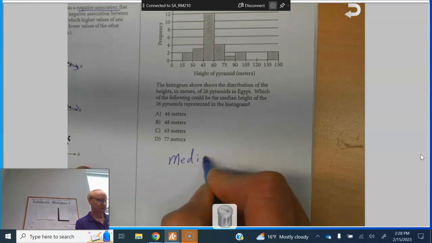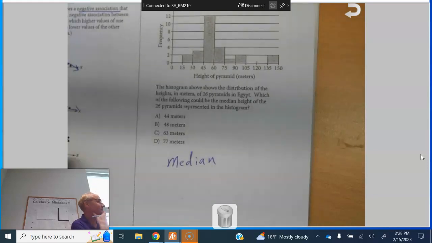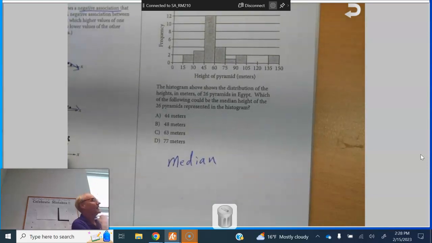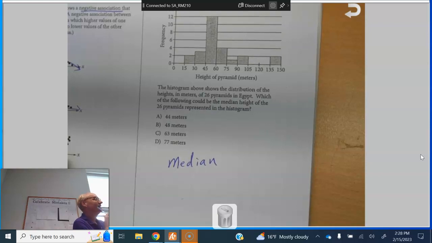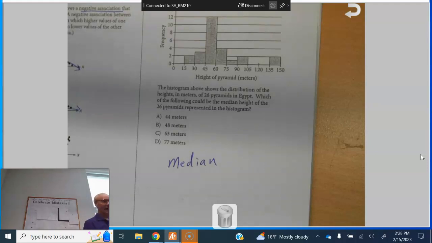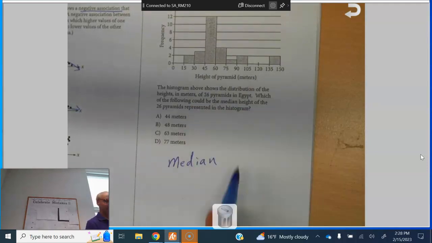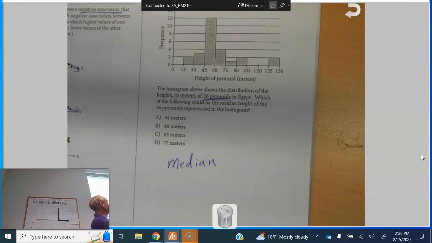Median, huh? Mean is the average, so what's the median? You ever heard of that thing in the street called the median? Where they have it raised up and they put trees in it and stuff? It's the middle. I want the value that's in the middle of the 26 pyramids. It's actually going to be between the 13th and the 14th one. It's going to be the median.